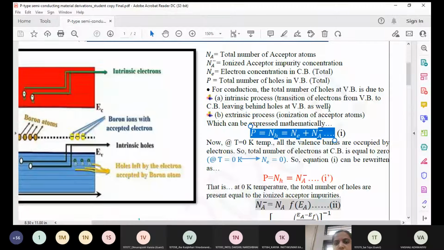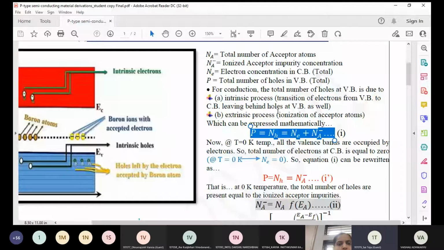What is Nh, what is p, what is Ne, what is Na minus. Whenever you find difficulty, you can definitely ask Sai. Okay, she'll surely try to answer the question. Fine. Yes, Sai, continue.